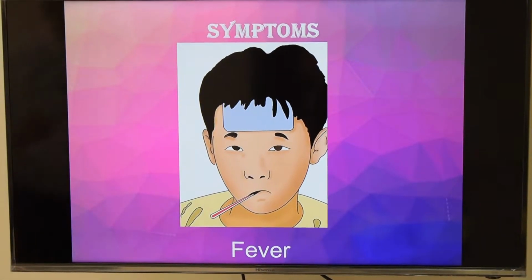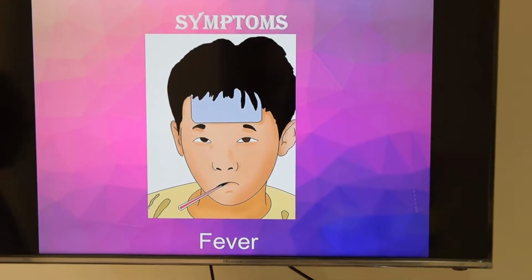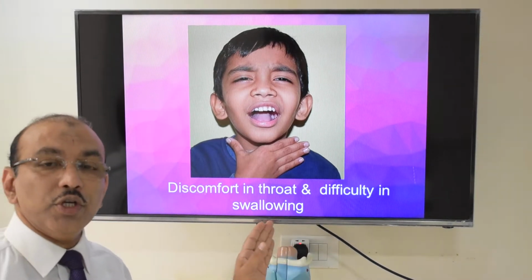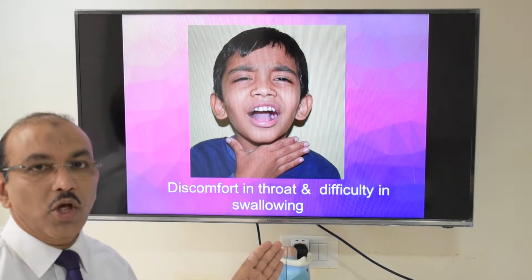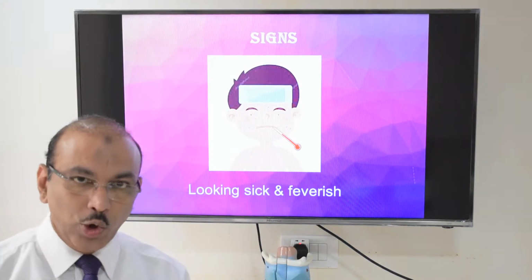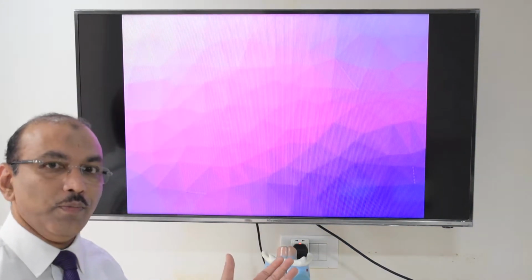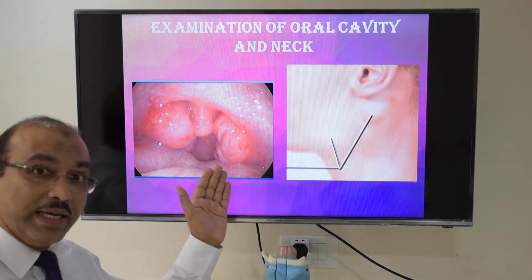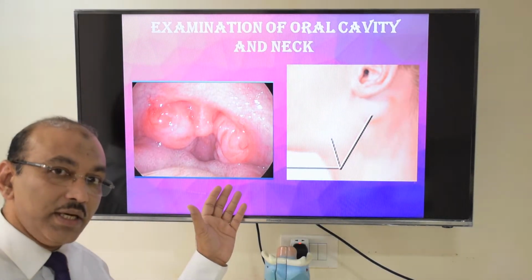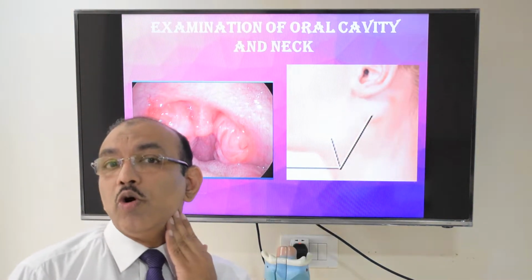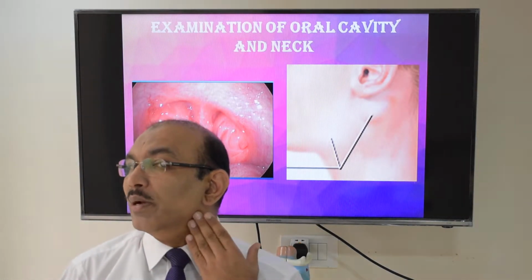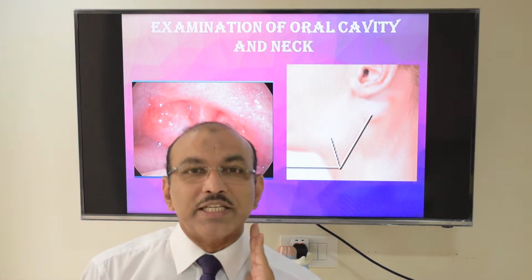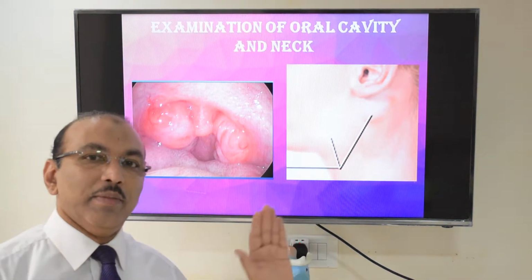Let us go to the symptoms. The most common symptom is fever, followed by discomfort in the throat, and the child refuses to eat or drink. On examination, he will have a sick look and fever. When you open the mouth and look at the tonsils, they will be big in size, red or congested. Examination of the neck shows small swelling at the angle of the mandible, in the upper neck on both sides. When the doctor touches that part, the child will have pain also. These are the examination findings.